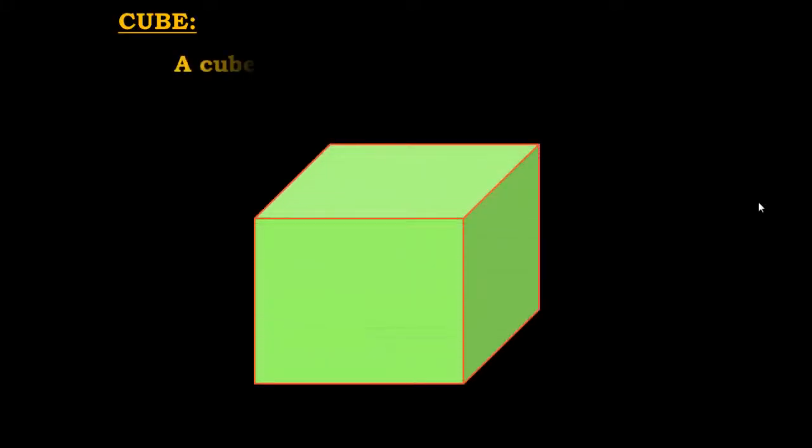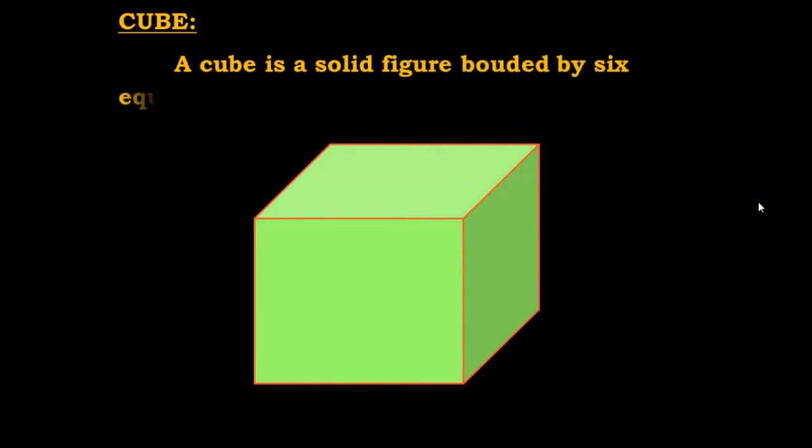Next solid figure is cube. A cube is a solid figure bounded by 6 equal square faces. All surfaces are equal and all are square. All the sides of the cube are the same. For cube, there is only one dimension, that is length. For cuboid, there are 3 dimensions, L, B, H. But in case of cube, L, B, H, all are same. Therefore, for cube, there is only one dimension, that is length.